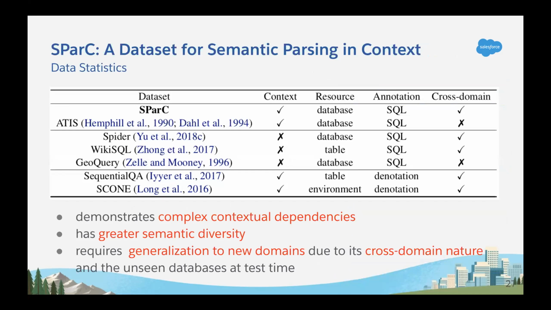SParC is the first dataset that has these four properties. The first, it demonstrates complex contextual dependencies. Second, it has a large number of databases, and each database has multiple tables. Third, it has SQL annotation for each step. And fourth, it requires generalization to new domains, the cross-domain. Cross-domain is a key for all the text-to-SQL datasets we collect.